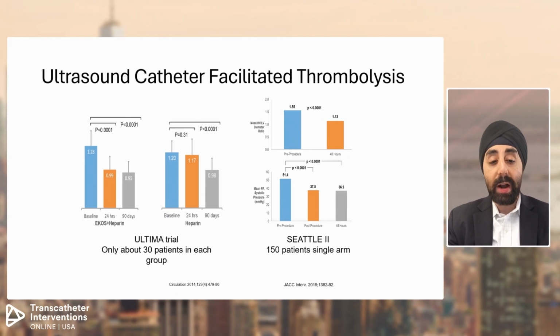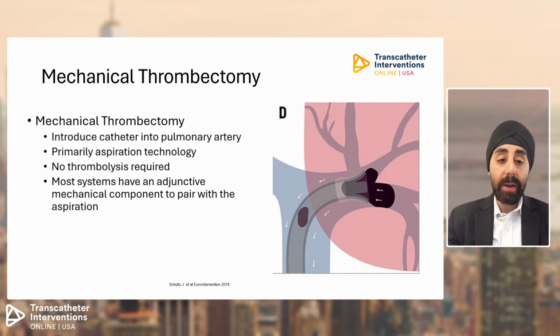There was a small randomized control trial which suggested that there was a benefit to the surrogate endpoint of RV-LV ratio versus heparin alone at 24 hours. And then that was maintained in multiple single-arm registries, which suggested that PA pressures were reduced, as well as RV-LV ratio was quickly resolved. The next technology, which shortly thereafter was approved, was mechanical thrombectomy.